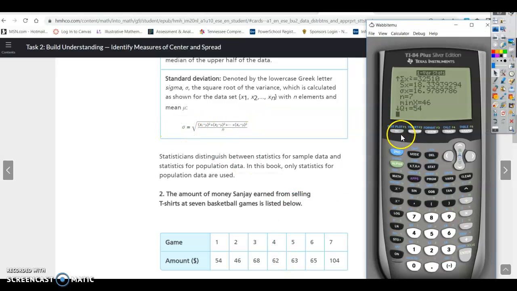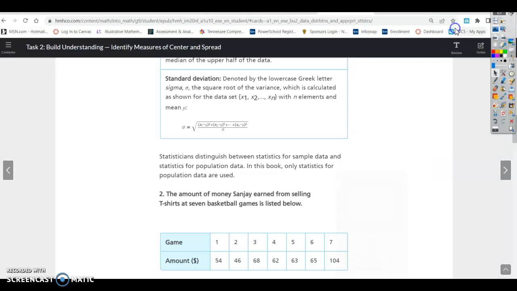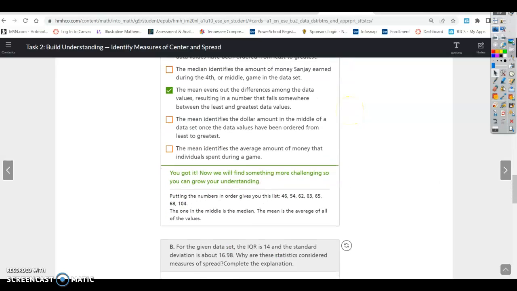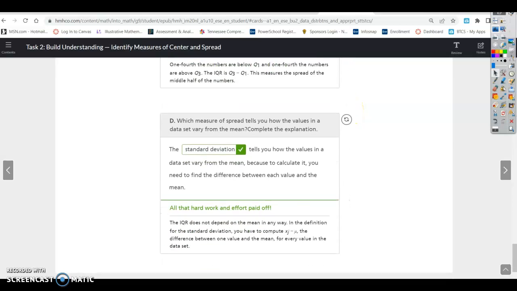Or put your numbers in here, and there is your standard deviation, okay? So much easier using the calculator. But standard deviation does tell you how the values vary from the mean or the average.